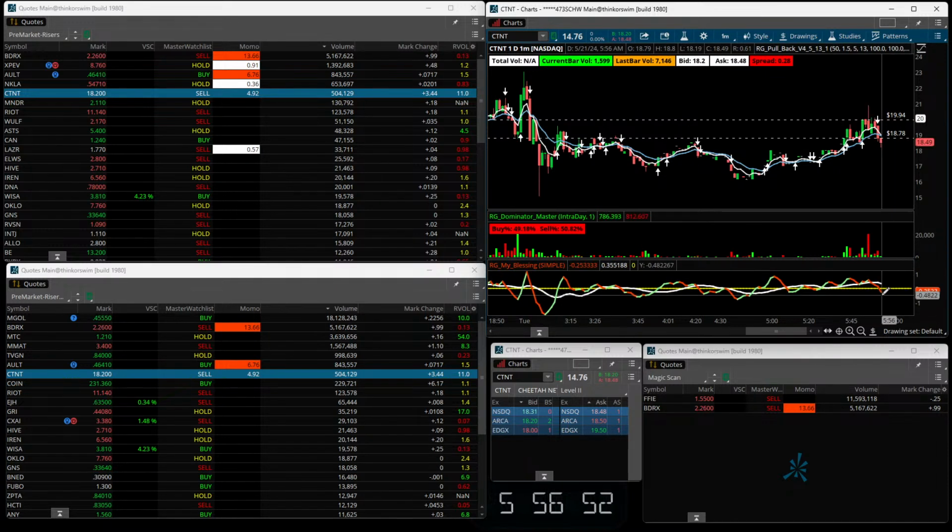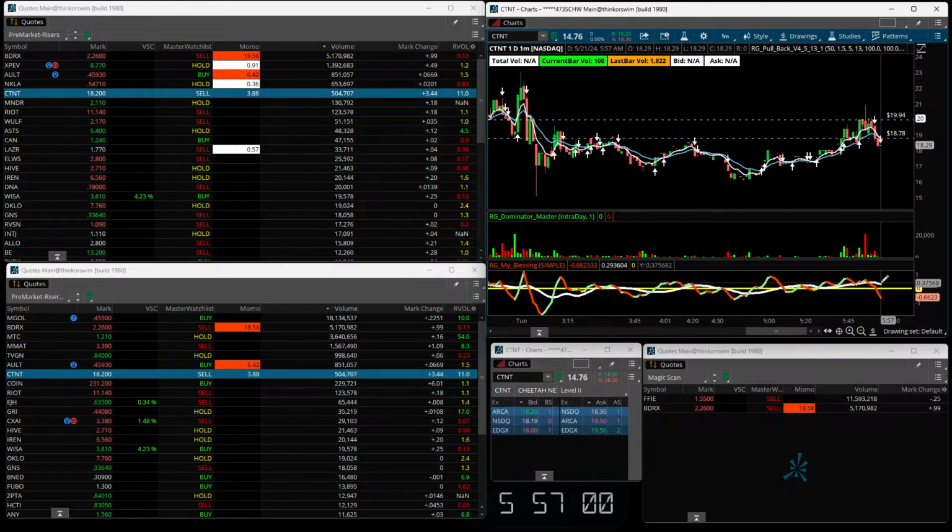This is the My Blessing indicator. It's MACD based. The yellow line is the average price between the high and the low. The white line is the trend of the stock. It's currently trending down. And this fast colored moving line is the buyers and the sellers.